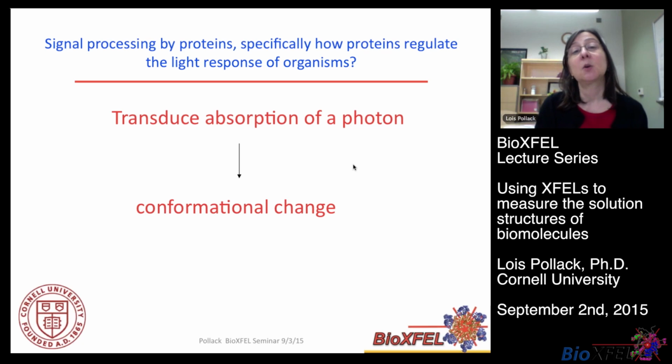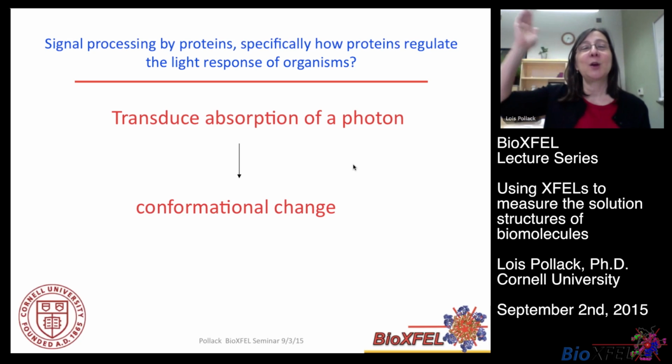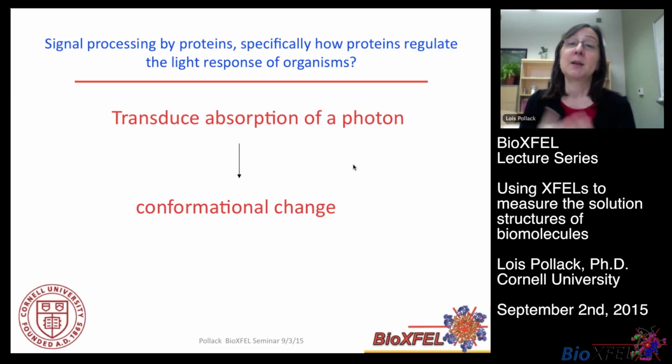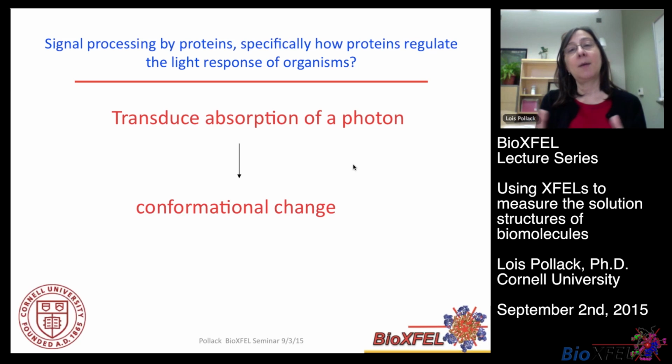How do proteins regulate the light response of organisms? We live on a planet where, if everything was fair, it would be light for 12 hours and dark for 12 hours, depending on where you live. That may or may not be true. But the point is that we have circadian rhythms that respond to light in the environment as one of several different stimuli. So the question is, how does a protein help you set your circadian clock?